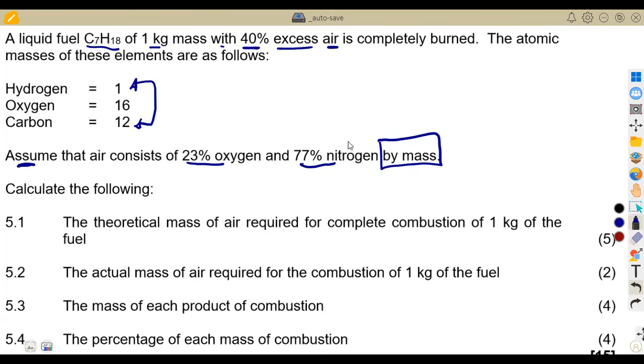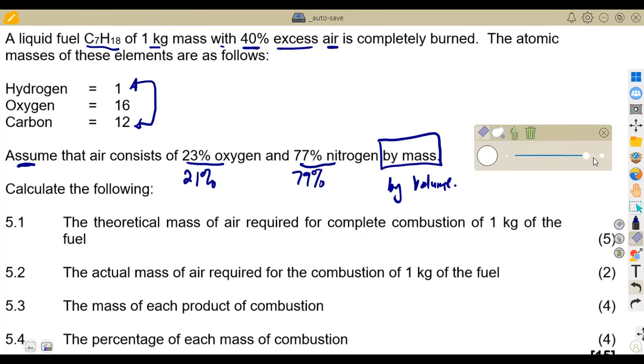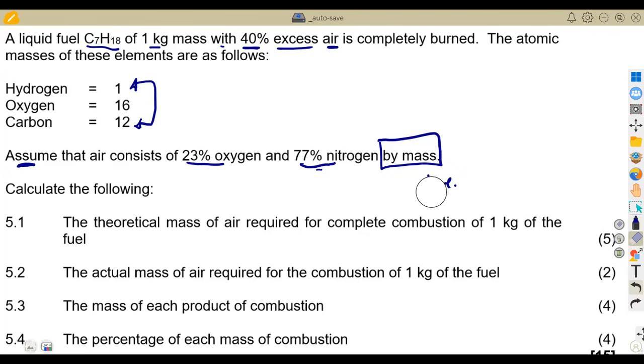If we are given a condition whereby we are dealing by volume, we shall have different percentages. This will be taken as 21% oxygen and 79% nitrogen when we are dealing by volume. So this is something that you're supposed to know. It's not every condition that you are given, so you're supposed to know this part. That is the constituents that build up the air in this case: 23% oxygen and 77% nitrogen by mass.